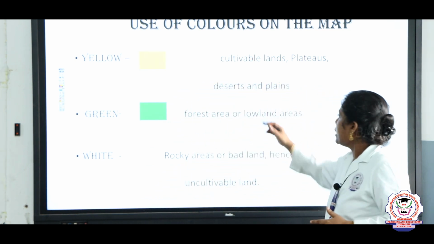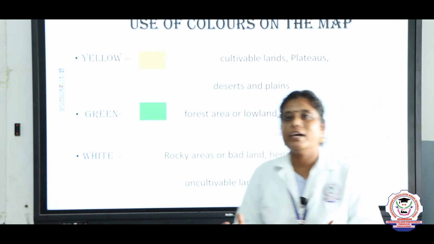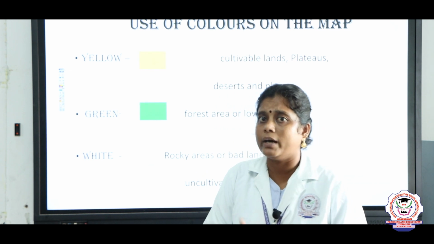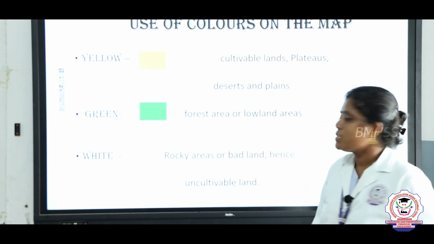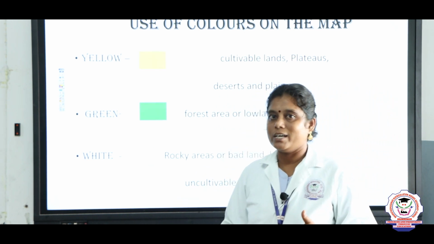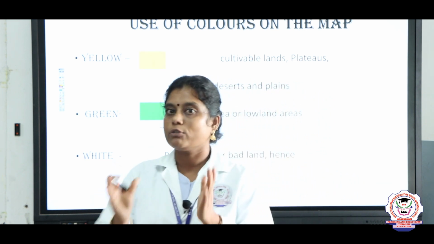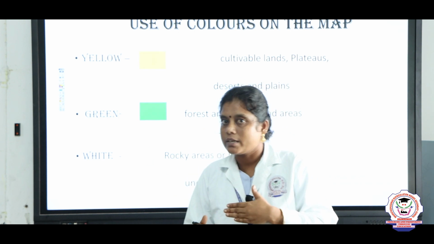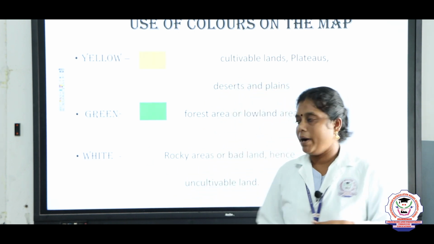And next, green color, the greeny areas, பசுமையான இடங்கள். எதெல்லாம் நம்ம பசுமையா நம்ம வந்து மென்ஷன் பண்ணுவோம் மேப்ல? Yes, definitely forest area and lowland area. So these lowland areas are greeny areas which come under the green color on the map.